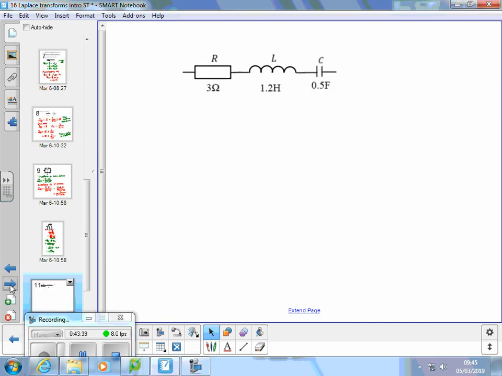Now, an RLC series circuit. How would I write an expression for Z in the S domain for this? Do you want to know in terms of R, L and C for the minute? Can we do what, Lewis? Yeah, you can if you want.